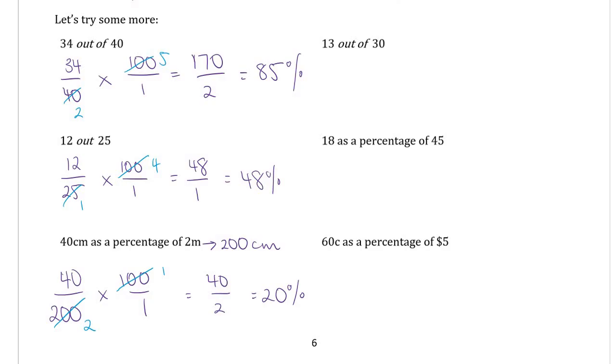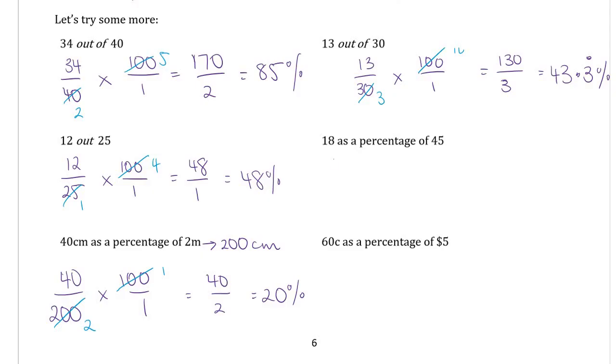Which makes a lot more sense than if we were to make this 40 over 2, because we know centimetres are smaller than metres. Now this one here, I'm going to do 13 over 30, times that by 100 over 1. I can do some cross-cancelling here, and we end up with 130 over 3, which will end up giving us 43.3 recurring percent. Okay?